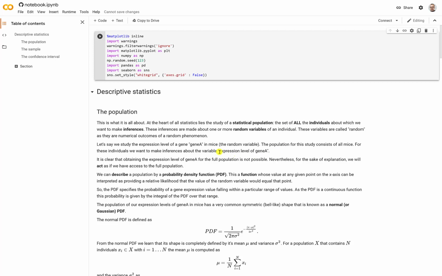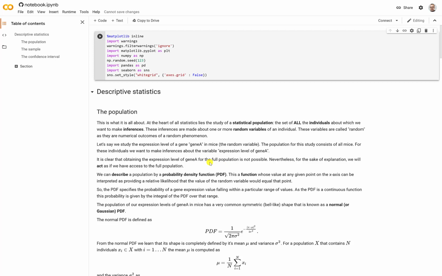Okay, so as an example, let's say that we are interested in some gene, so let's call it gene A. It's a gene that is apparent in mice. And let's say that we want to make some claims about the expression level of this gene, right? And so the population for this gene A consists of all mice, right? So those are the individuals. We want to know something about gene A in all mice, okay?